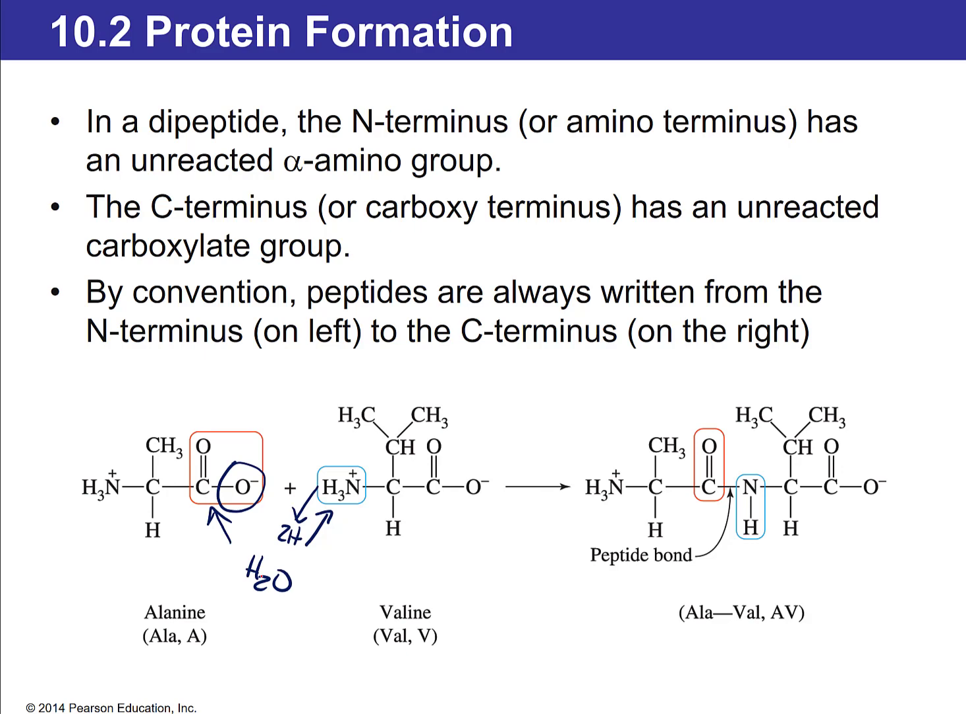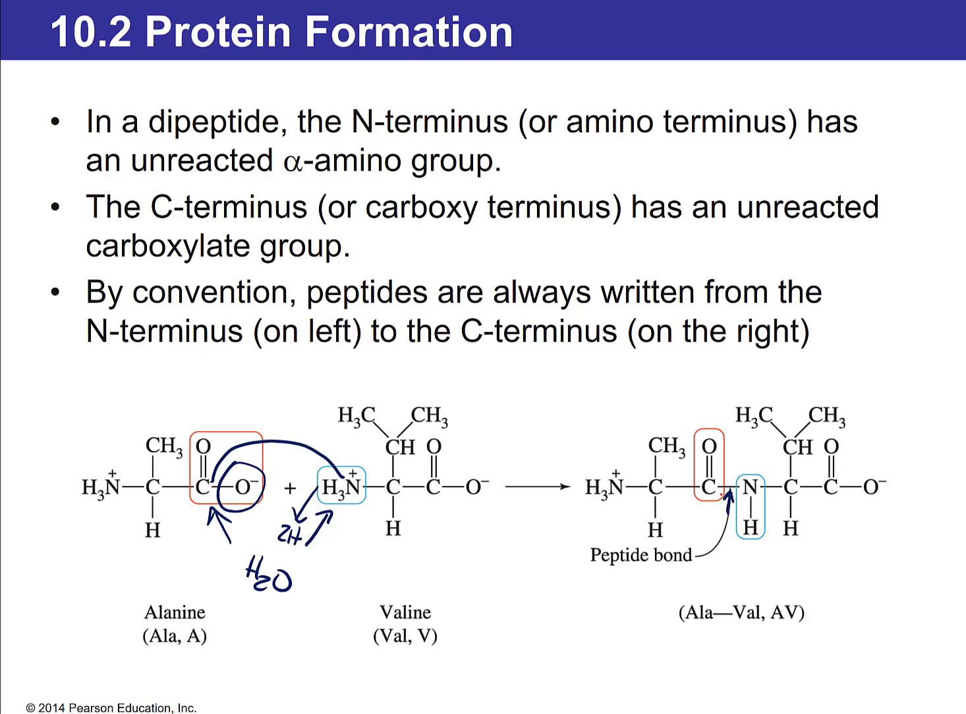And then the carbon gets linked to the nitrogen. So this carbon is going to get linked to the nitrogen. See this bond that's here. We pulled two hydrogens off of the nitrogen, the oxygen off of the carbon, and it forms the peptide bond. So now you would say that alanine is linked to valine. Just two amino acids linked together.